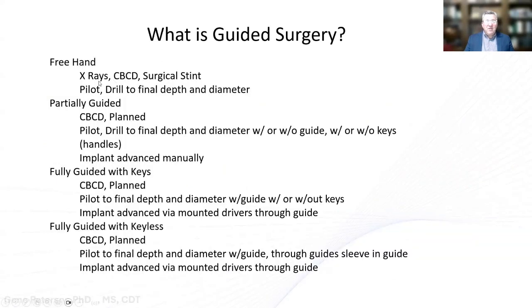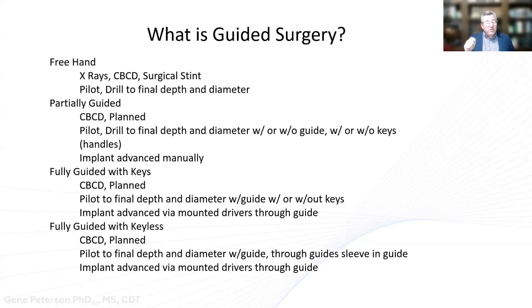You have freehand technique, which involves CBCT and X-rays. You can do a stent. You have a pilot drill, and you go to the final depth and diameter, and you're done. Partially guided surgery, CBCT planned. Again, I put CBCT in all these. Should be CBCT, but pilot drill, you can place the implant manually if you want to, or you can use your surgical motor.